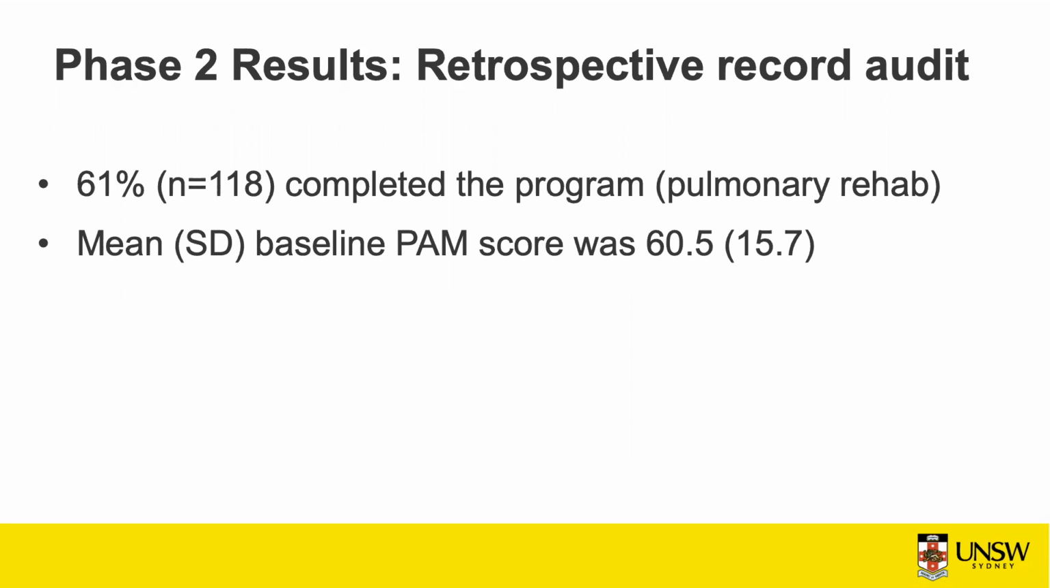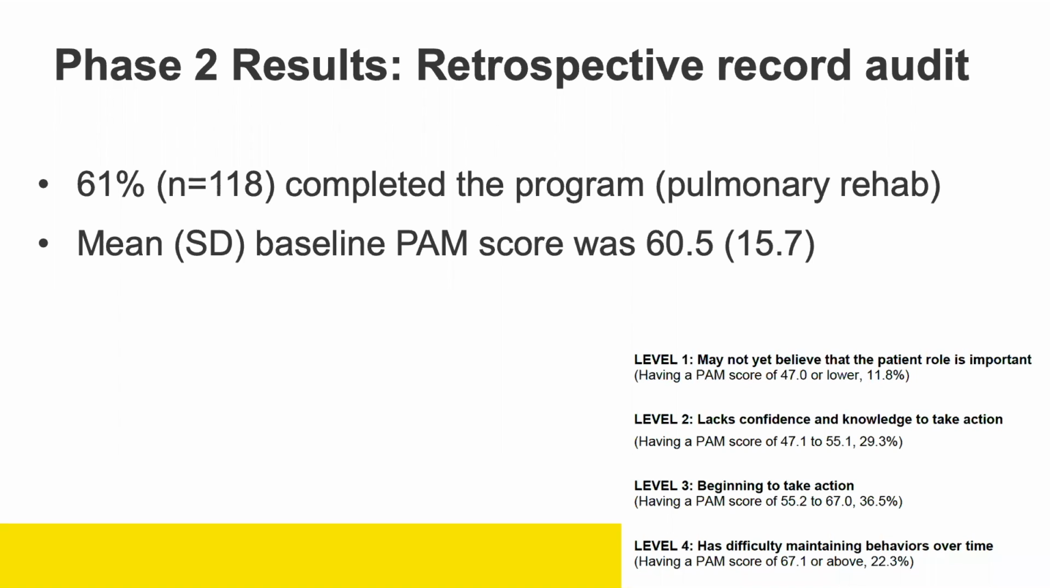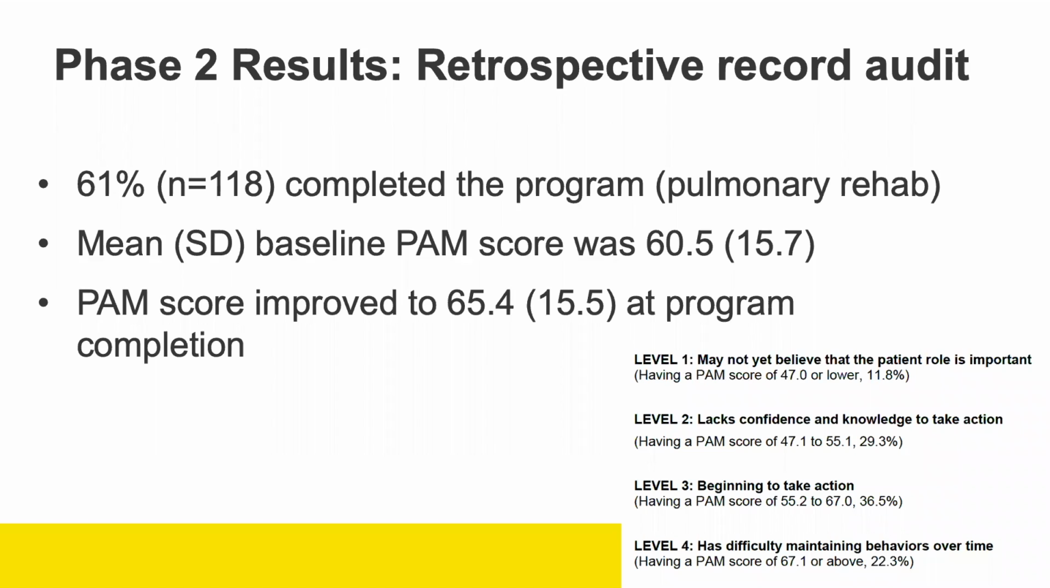The mean score at baseline is 60.5, which puts that, if we think about those 3 levels of activation I mentioned, in that taking action sort of space. So there was probably a moderately high level of activation. These weren't people necessarily who were all struggling to act on their needs.